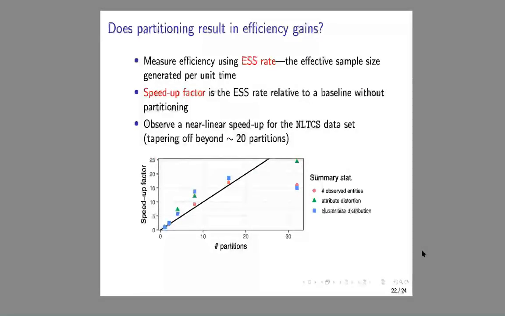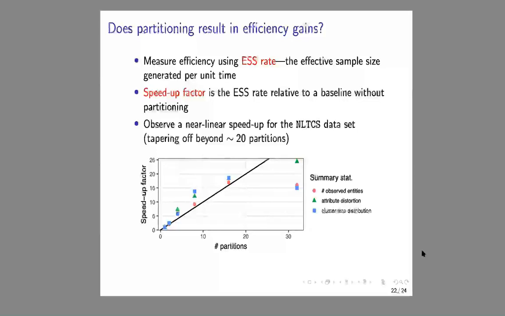One thing that we looked at that we thought was quite important was, does partitioning result in efficiency gains? The answer was yes, but to a point. We measured efficiency using what's called the ESS rate. This is the effective sample size generated per unit time. The speed up factor is the effective sample size rate relative to a baseline without partitioning. We did this for all the data sets. This is for the National Long-Term Care Survey.